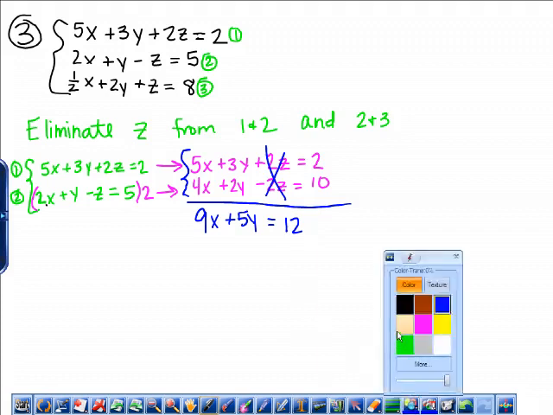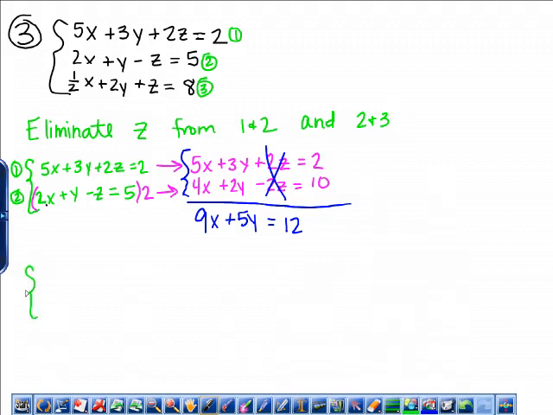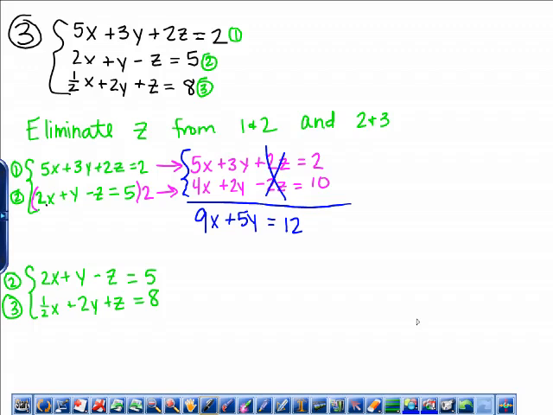Now let's go ahead and eliminate z from equations 2 and 3. Well, it's not done, but we do not have to manipulate our equations. We can just go ahead and start eliminating. So that's nice. We don't have to multiply by anything. 2x plus 1/2 x is 5/2 x. Y plus 2y is 3y equals 13.